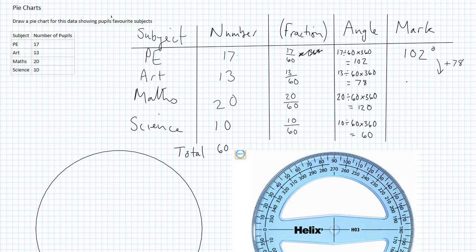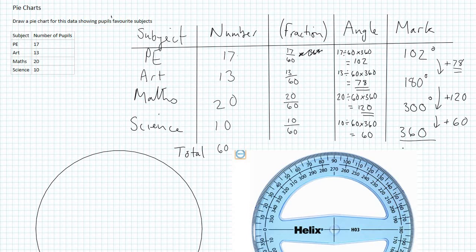So I'm going to make another mark on my protractor. 102 add 78 is 180 degrees. So I've added on that there. So that there is this here. And now this here, I'm going to add on. 180 add 120 is 300 degrees. That's going to be my next mark on the protractor. And then I've got 10 divided by 60 times 360, that was 60. I'm going to add on that 60. Now you should always end up back at 360 degrees.